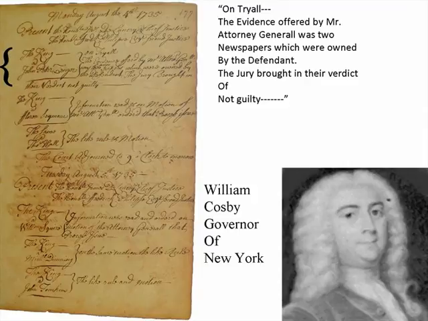strange script. On trial, the evidence offered by Mr. Attorney General was two newspapers, which were owned by the defendant, that is to say, John Peter Zenger. And if you recall, Hamilton took the case to the jury, and the jury brought in their verdict of not guilty. John Peter Zenger was acquitted of all charges. So that's the outcome of the case.